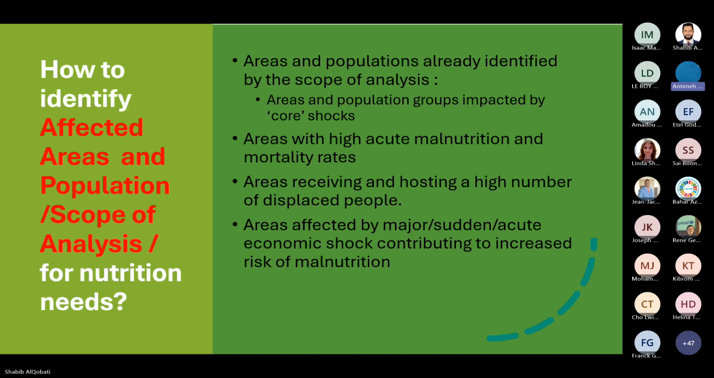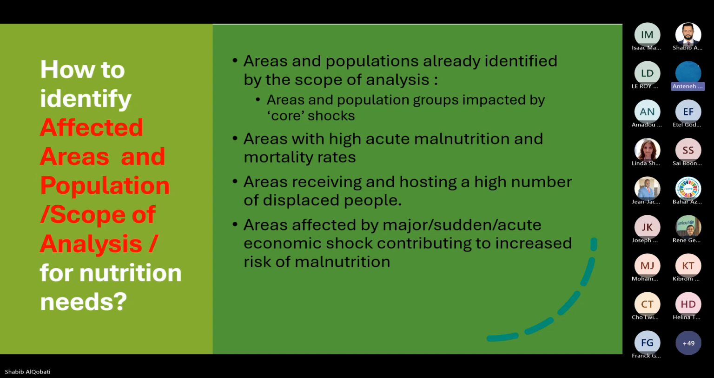Here, when we say high acute malnutrition rate, greater than 10% with aggravating factors, and also areas with high IDPs, and areas which are experiencing economic shocks, but be careful, as I said earlier, the interpretation of impact of economic shock should be agreed at the intersectoral level. This is not a unilateral nutrition cluster decision. It has to be consulted with the intercluster level.